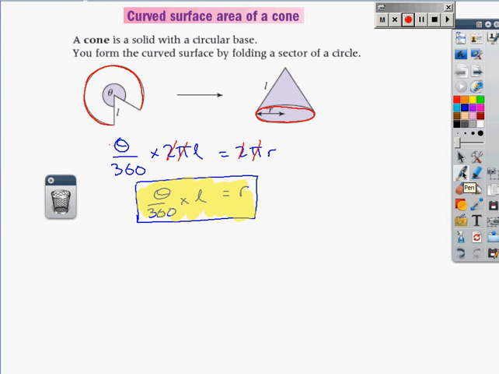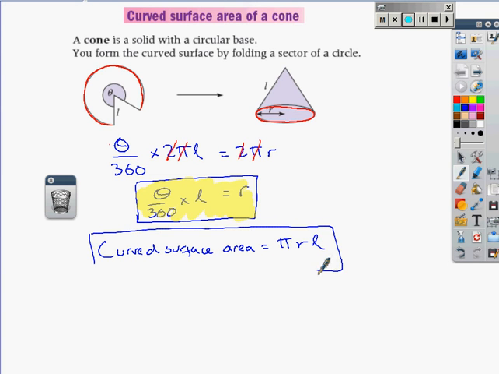Okay, now the second formula you don't have to remember, so that's good, and that is that the curved surface area of our cone is equal to pi times r times L. So you don't have to remember that one. You'll be given that in the front page of your book.